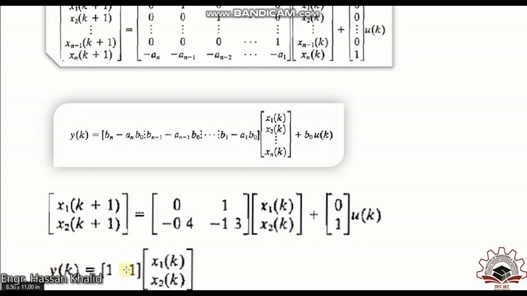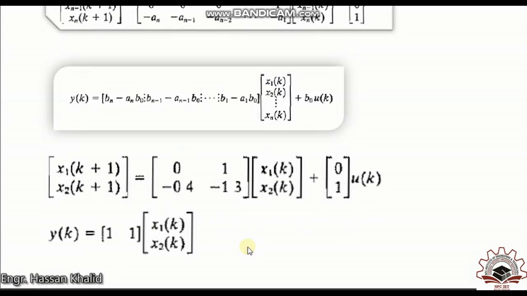Similarly, we can also find out the values of the C matrix by taking help of this formation, where b0 was 0 and we have the values of bn, that was b2 and b1, which were given as 1 and 1. So this is how we actually formed our canonical form.